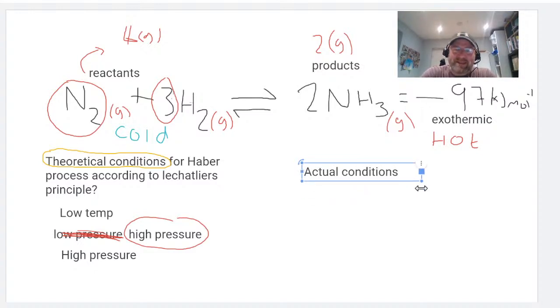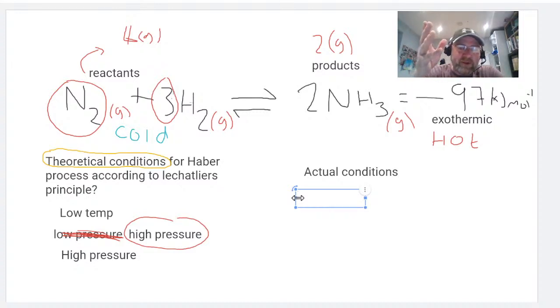So in reality, they can't use 10 degrees. Some of you already said it. The Haber process comes up in combined as well. In reality, for the compromise conditions, people have already said you can't use a low temp. Why can't you use a low temp? People already said it earlier. Why can't you use a low temp?